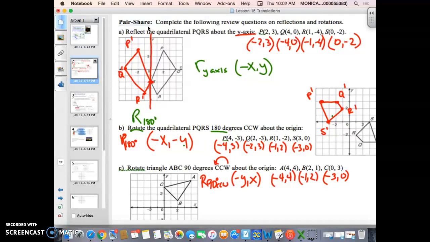And then the third one is rotate counterclockwise 90 degrees. And what you should notice is that it's going to go from here, from first quadrant, back 1 quadrant. And so your new points are at -4, 4, -1, 2, and -3, 0. So it should look something like this. Okay? And if you're struggling with these, it's just a matter of studying.